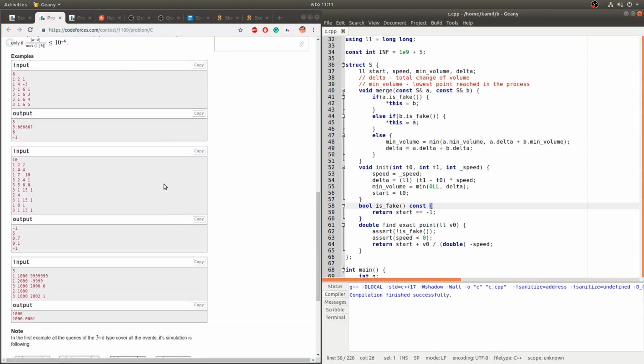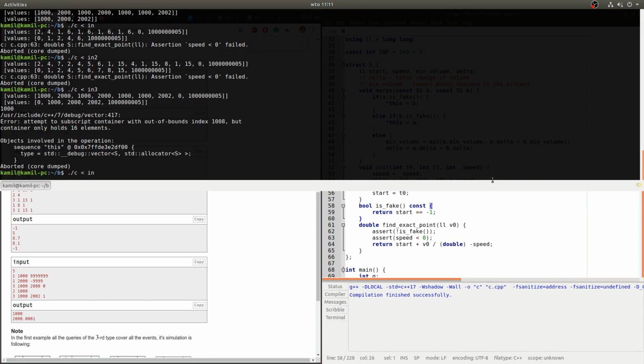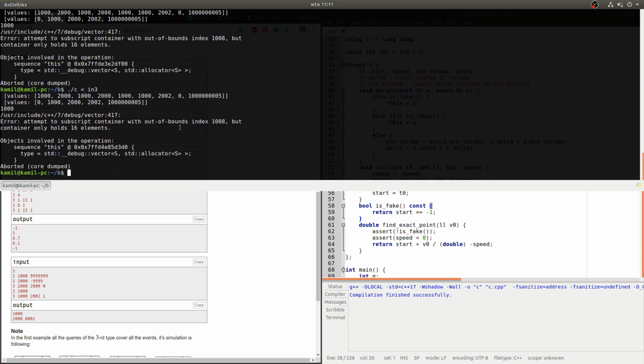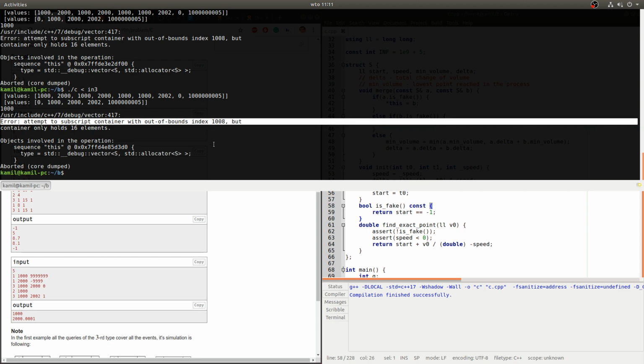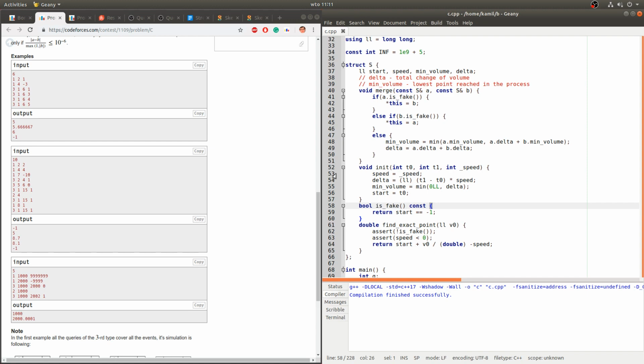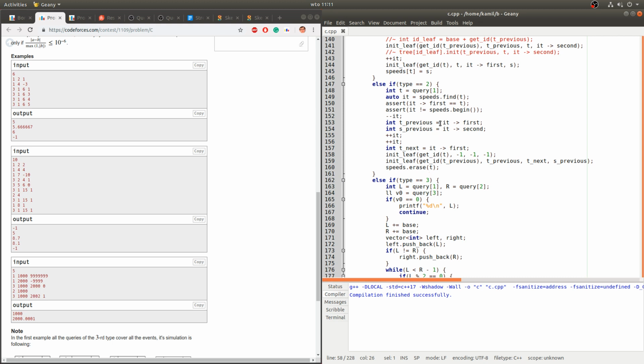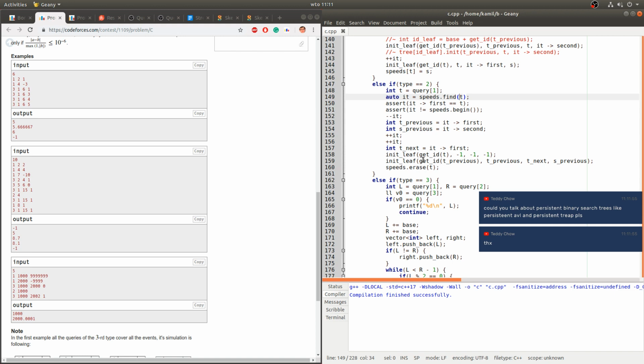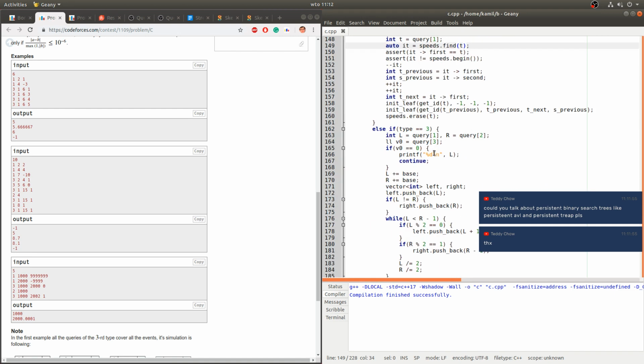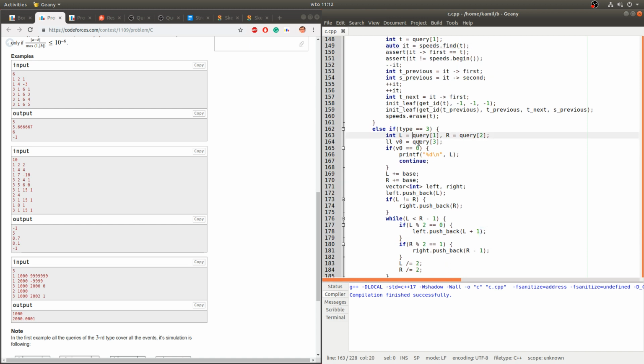So let's analyze this sample test. Does it also fail on other ones? Yep. Even on in3 we got some out of bounds, so let's investigate that first. I got index 1008, but the container only holds 16 elements. So somewhere, instead of get ID, I used just T. Do I see speeds find T? This is fine. IT initleaf. Everywhere I should use get ID in initleaf. Get ID, okay. Here I don't. So this should be get ID.